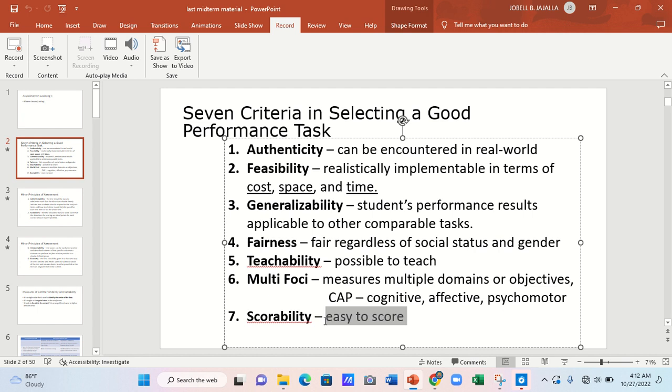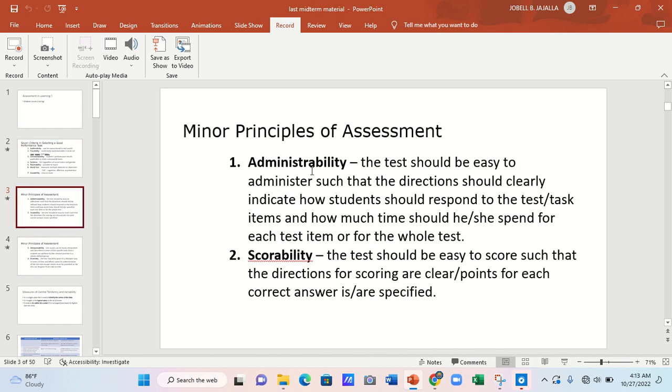Alright? So those are some of the limitations which I mentioned in the other video about essay items. Low scoreability. Now, after the 7 criteria in selecting a good performance task, it is time for us to proceed with the minor principles of assessment.